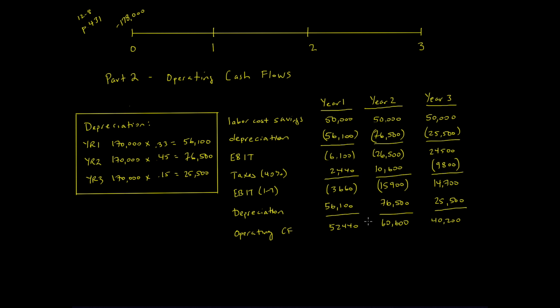Now, I need to relate this back up here to my timeline. So I'm going to take the year 1 cash flow, $52,440 for year 1 and $60,600 for year 2. Year 3 we need to wait on, because in year 3 we're going to sell this spectrometer, so we have to consider after-tax net salvage value, remember. So in part 3 we're going to calculate after-tax net salvage value.